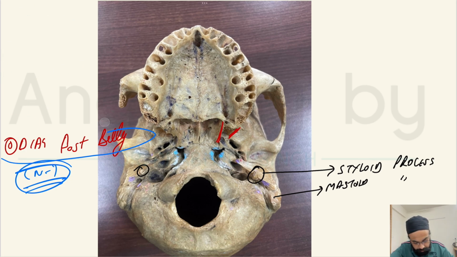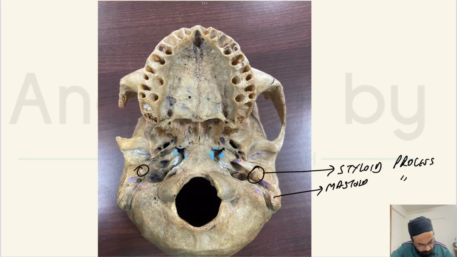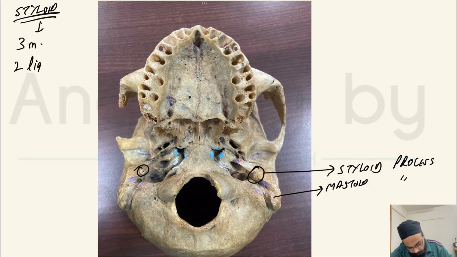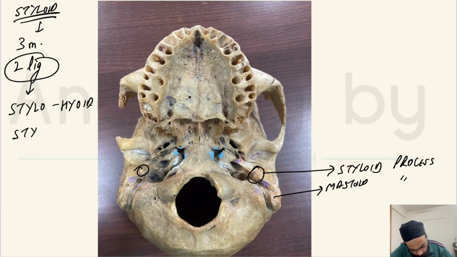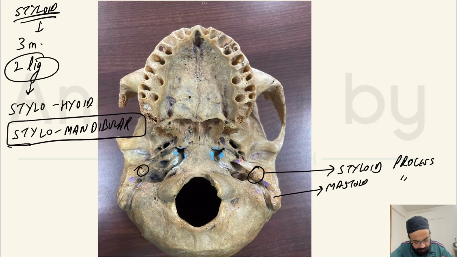Okay, moving ahead to the styloid. Structures attached to the styloid are together known as the styloid apparatus. The styloid apparatus consists of 3 muscles and 2 ligaments. What are the 2 ligaments? The ligaments are stylohyoid and stylomandibular. The stylomandibular ligament separates the parotid gland from the submandibular gland.